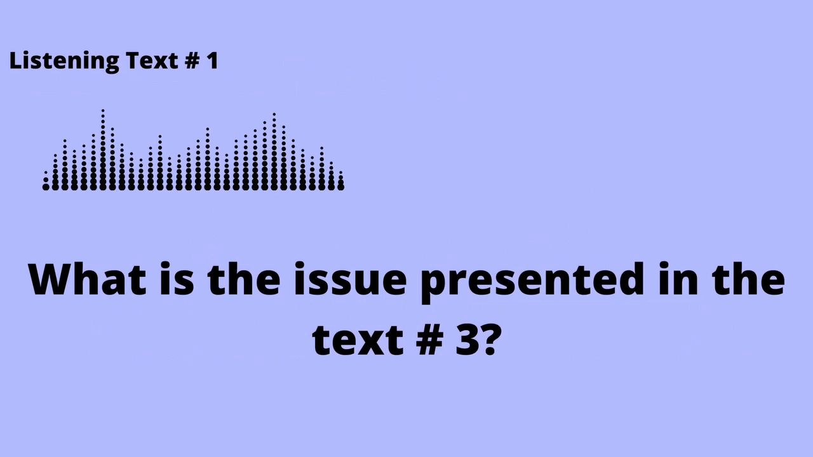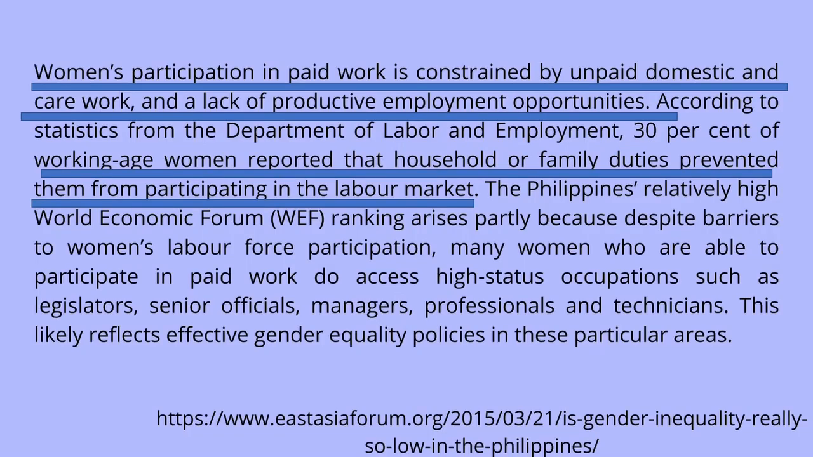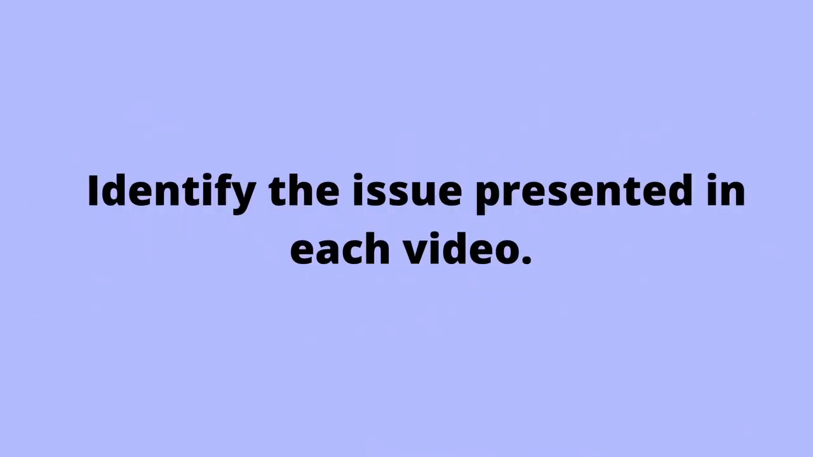Were you able to identify the issue presented in the text number 3? The correct answer is gender inequality, and it is an example of a social issue. The text presents what prevents women in participating in the labor market. This time, identify the social, moral, and economic issues presented in these short video clips.